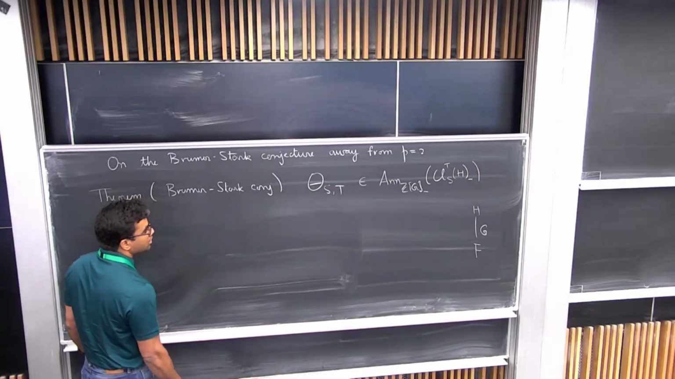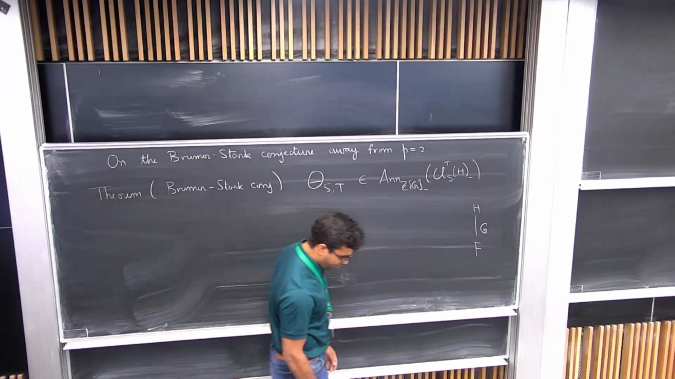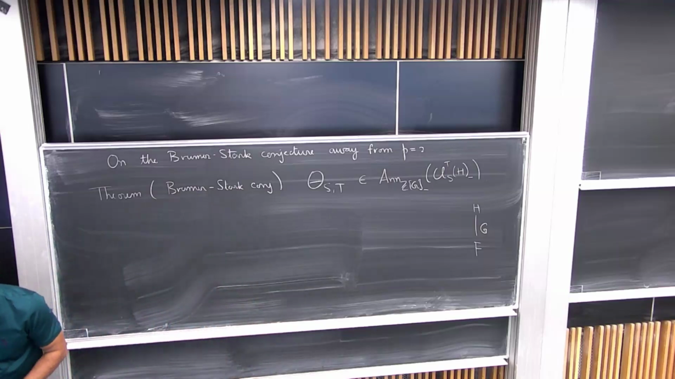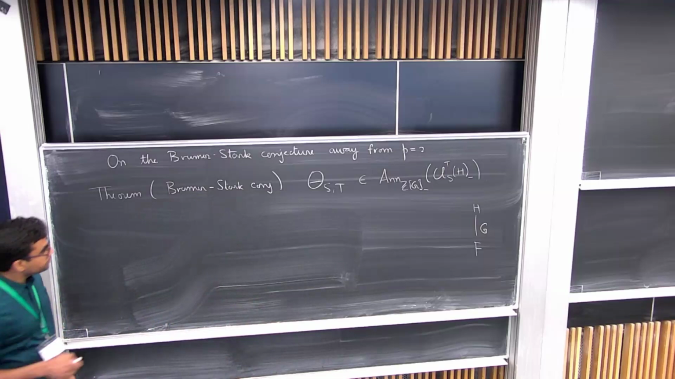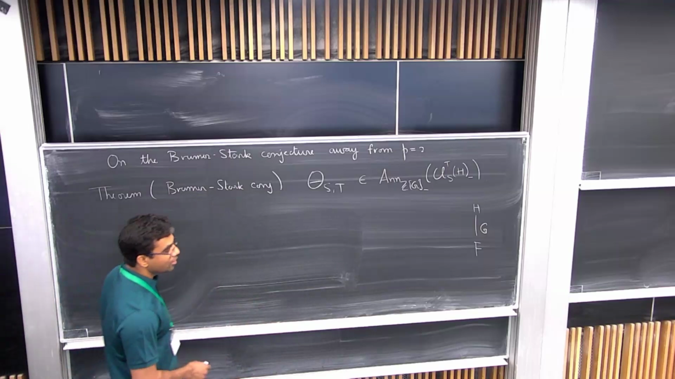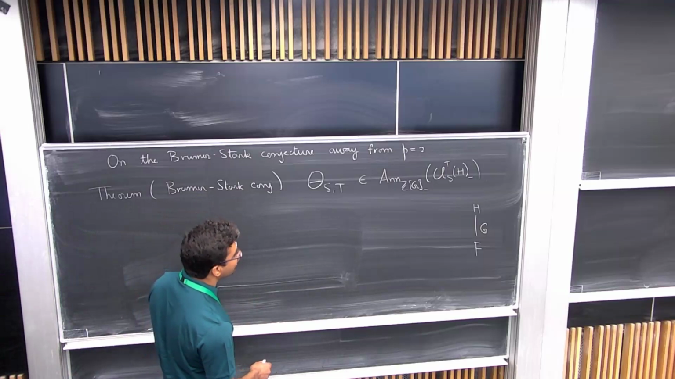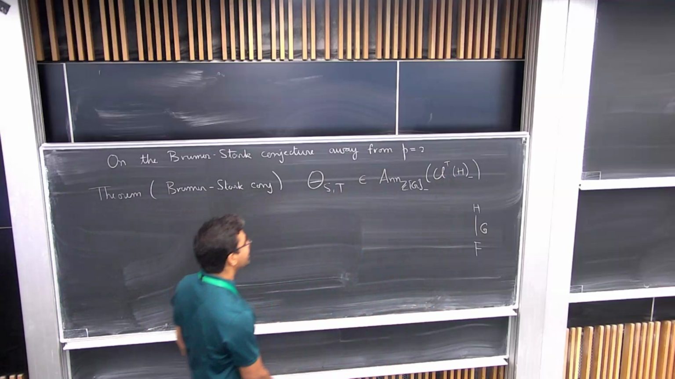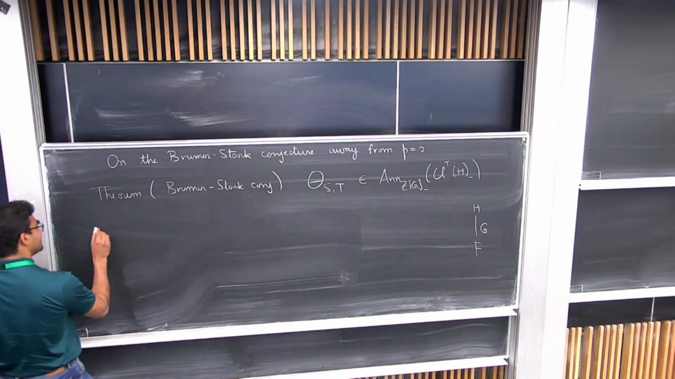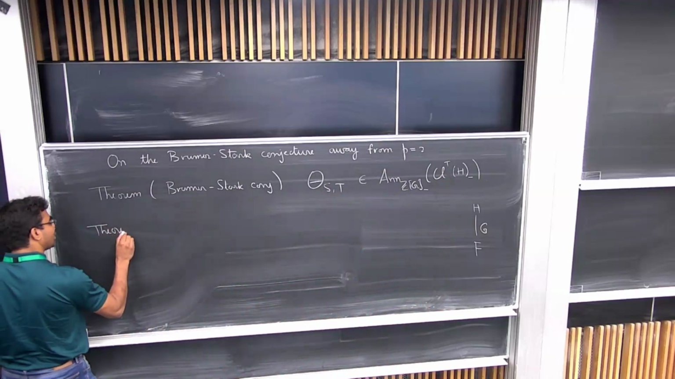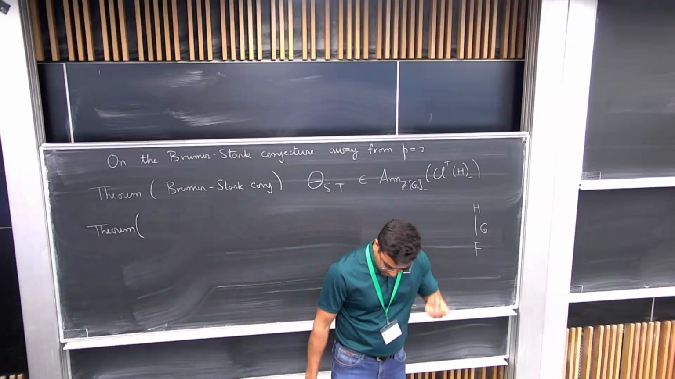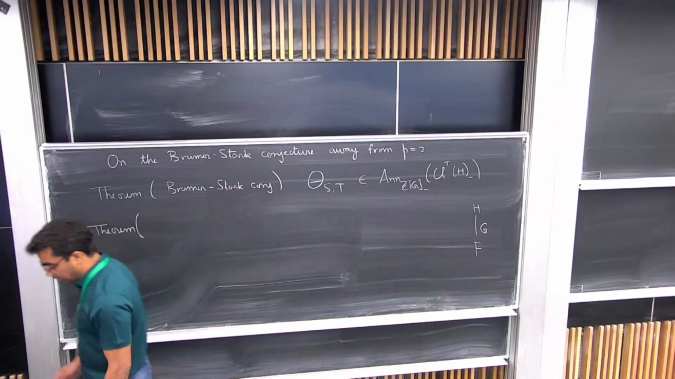So that's what we want to prove, but the strengthening that we need is this: you don't want to annihilate the ideal class group, you want to annihilate the S-ideal class group. That's bigger, right? So this is a strengthening of the Brumer-Stark conjecture.